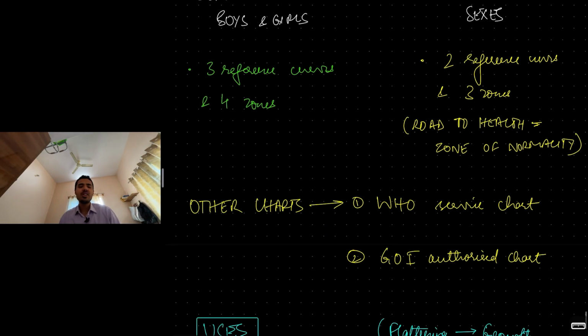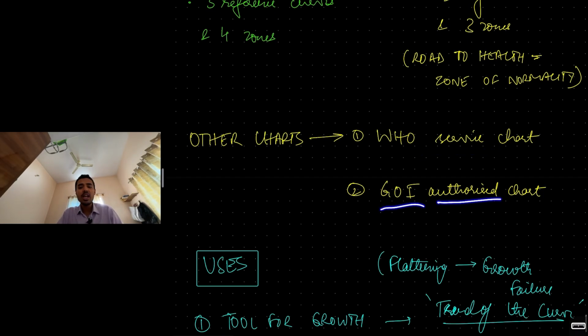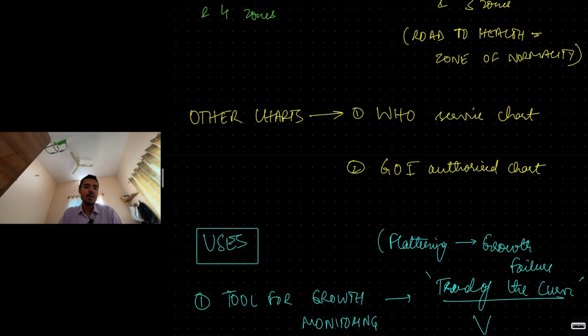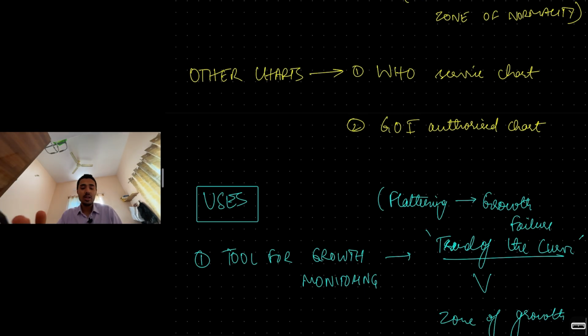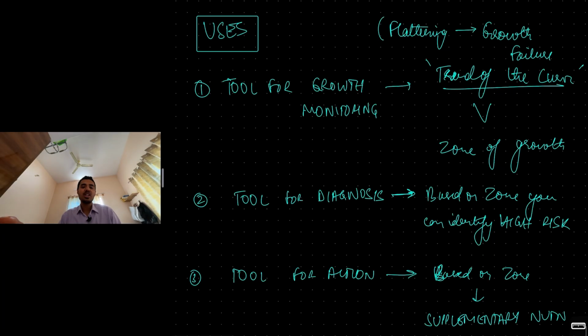You also have certain other growth charts like WHO service growth charts, Government of India authorized growth charts or Government of India recommended growth charts. But these are the ones that are important, the above mentioned ones. Now coming to why do we need growth charts? Best tool for growth monitoring.